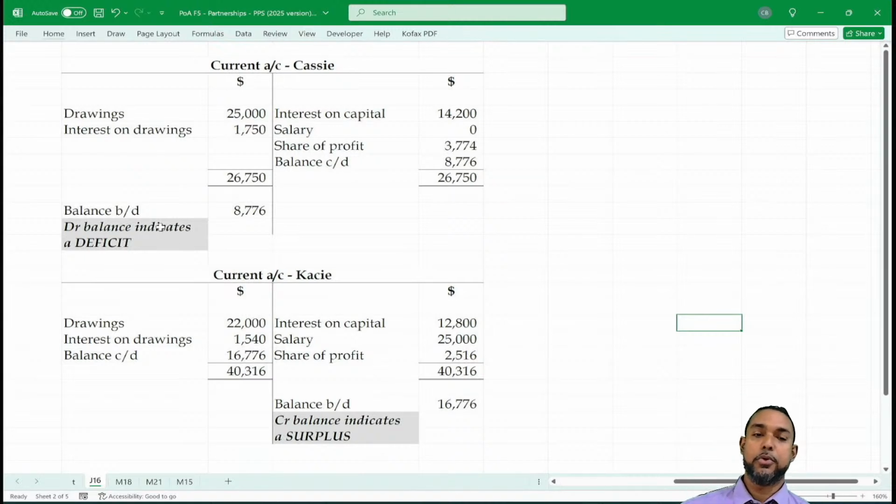No, you don't have to write this in your current account. That's just me putting notes, indicating, hey, look, this is what this balance means. So when you write this, you're just putting that as notes. When you actually do a current account, you're not going to put that stuff that's highlighted there.